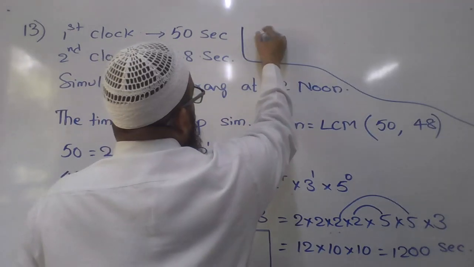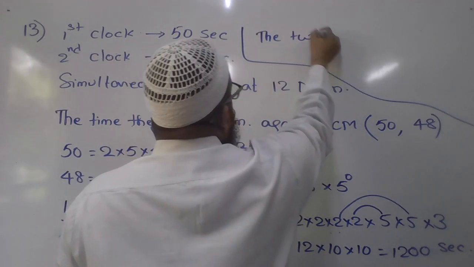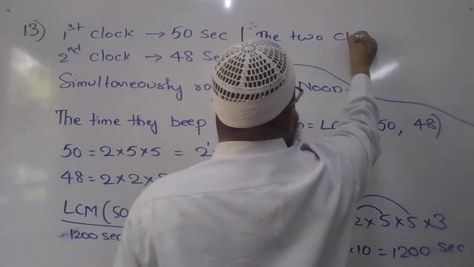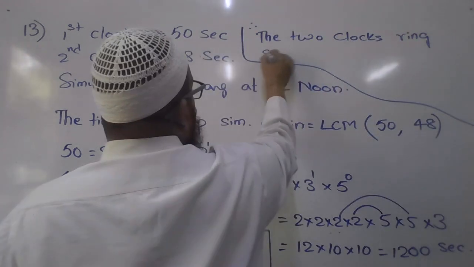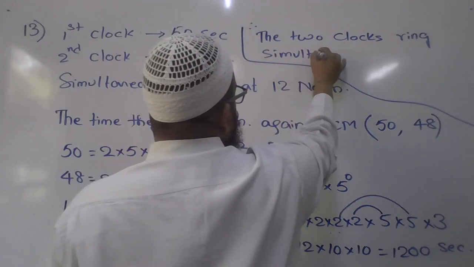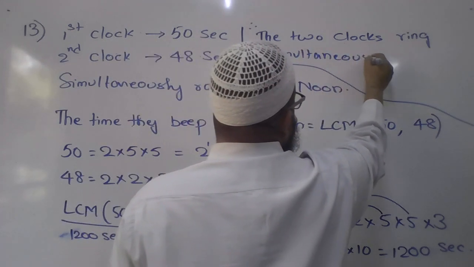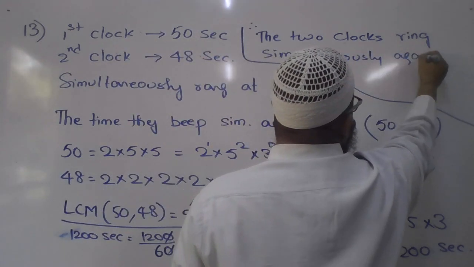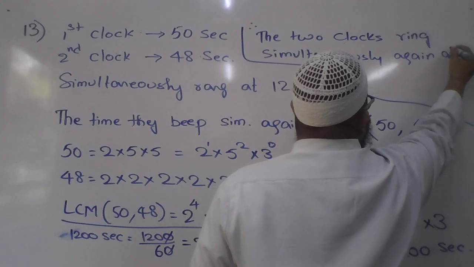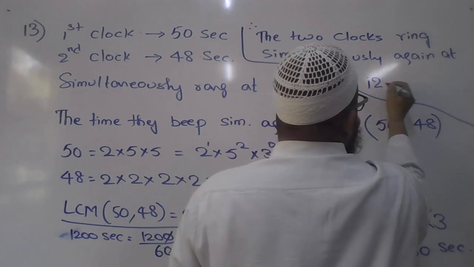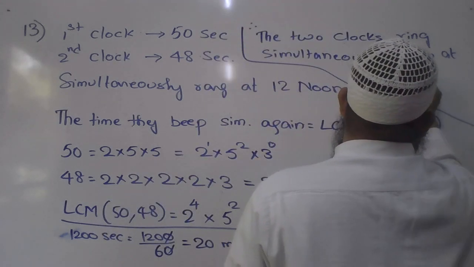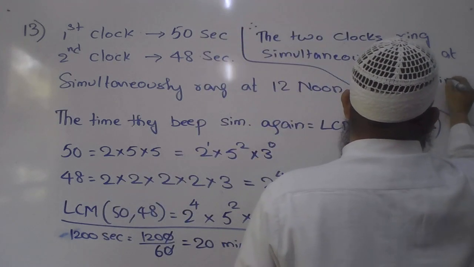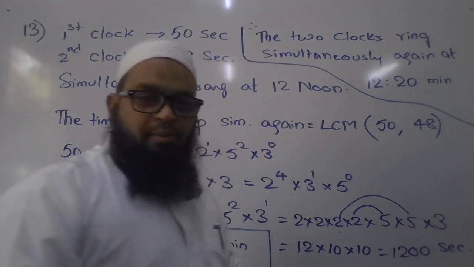the two clocks. Therefore, the two clocks ring simultaneously again at 12 and 20 minutes. That means 12 hours, 20 minutes.